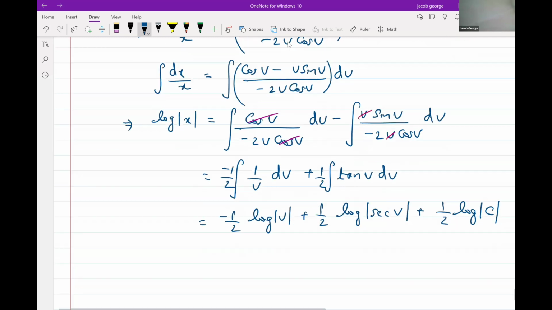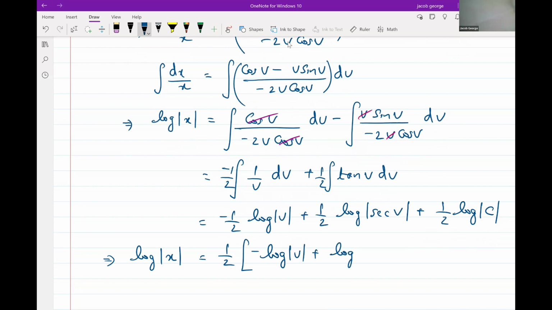Now I take half outside. So left hand side is log mod x is equal to half into minus log mod v plus log mod sec v plus log mod c.